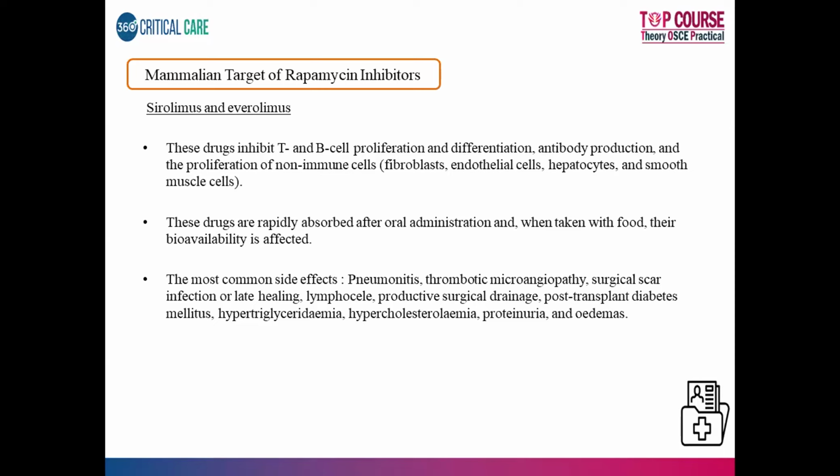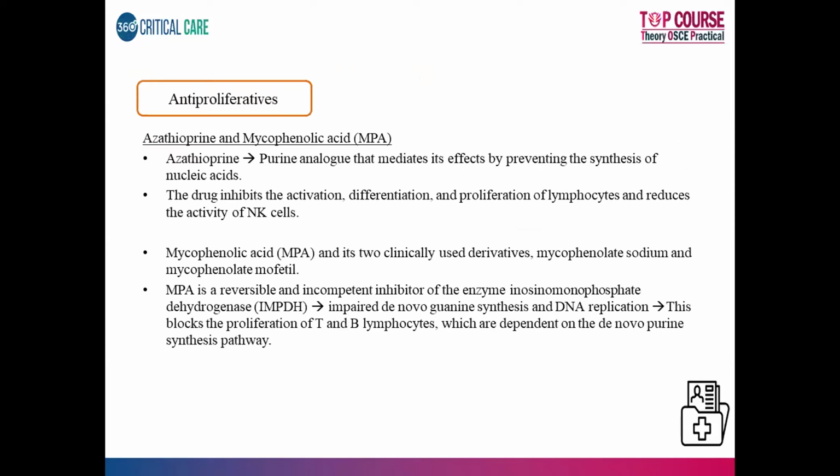The most common side effects of these drugs are pneumonitis, thrombotic microangiopathy, surgical scar infections or late healing, lymphocele, prolonged surgical drainage, post-transplant diabetes mellitus, hypertriglyceridemia, hypercholesterolemia, proteinuria, and peripheral edema.